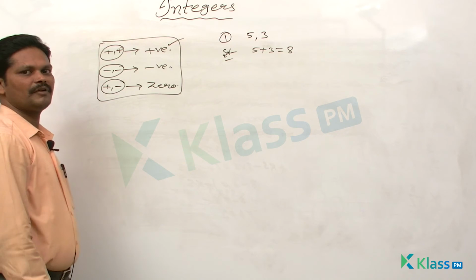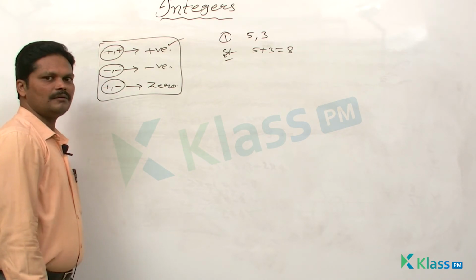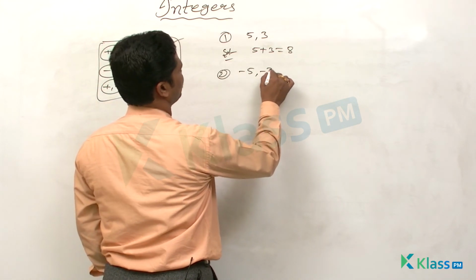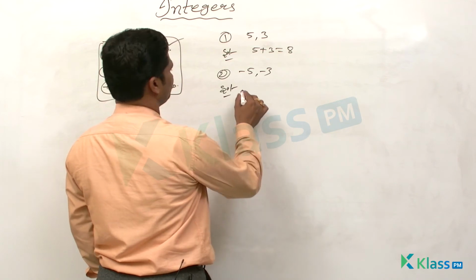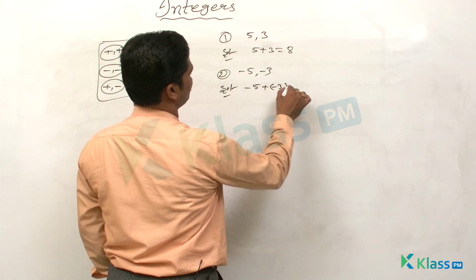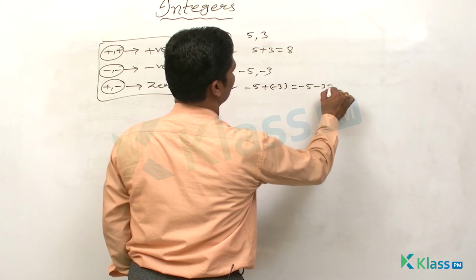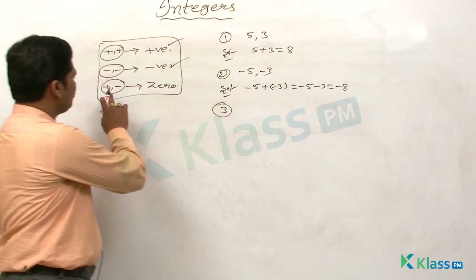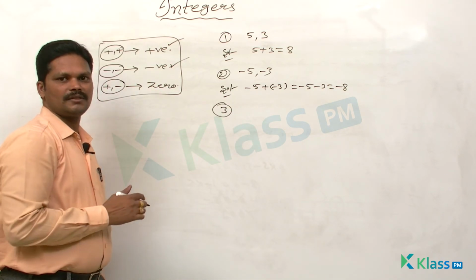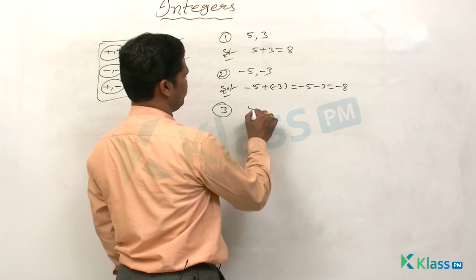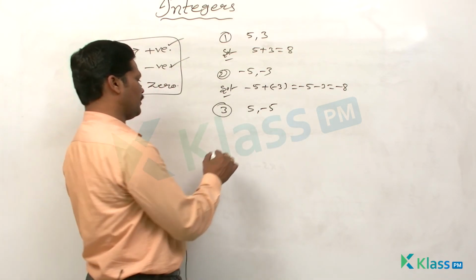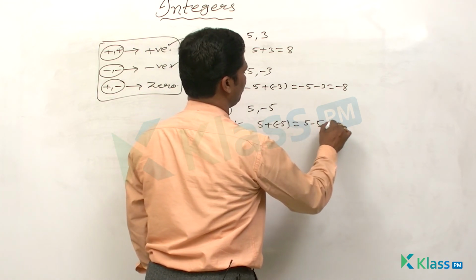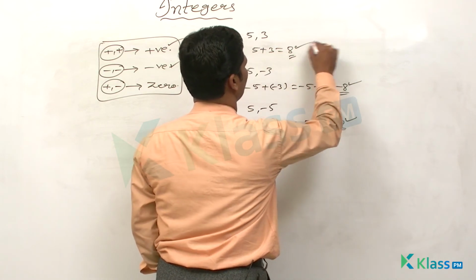In addition, if we apply two positive numbers, we have a positive. Then for the second one I am taking minus 5 and minus 3. Here minus 5 plus minus 3 is equal to minus 5 minus 3, which is minus 8. What I said: negative. And the third one, if we take one positive and one negative, we get 0. How? I am taking 5 and minus 5. I am applying addition. 5 plus minus 5 is equal to 5 minus 5, which is equal to 0. The three conditions are over.